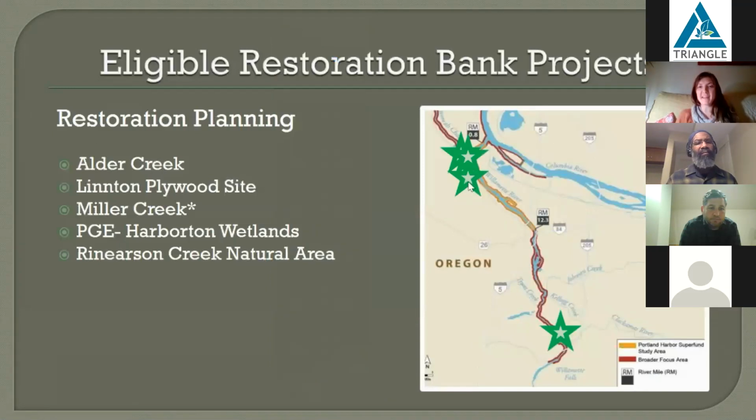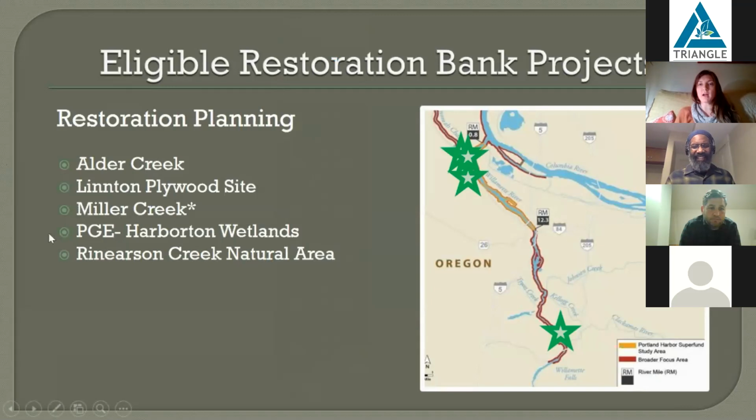And here they are. So in this map, these are the 5 restoration bank projects that in our recent supplemental restoration plan, we determined are eligible to sell credits either to potentially responsible parties or to the trustee council for use of settlement funds through the Portland Harbor Natural Resource Damage Assessment process. So those projects are Alder Creek, the Linton Plywood site, Miller Creek, and PGE's Harborton wetlands.